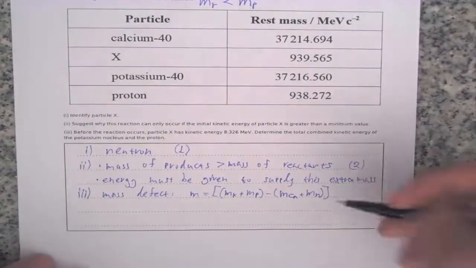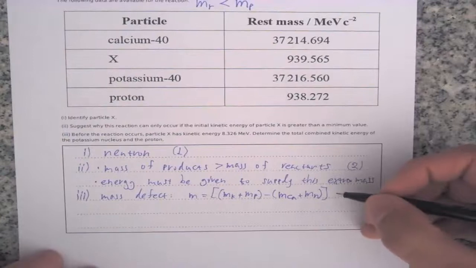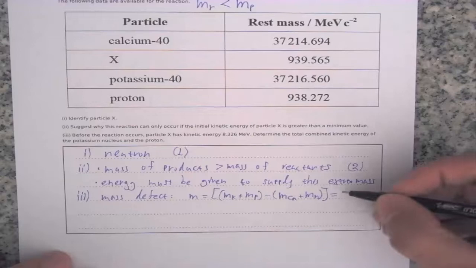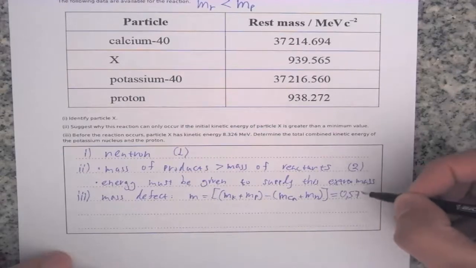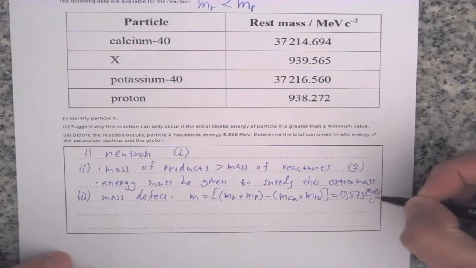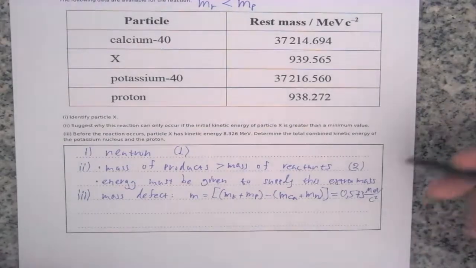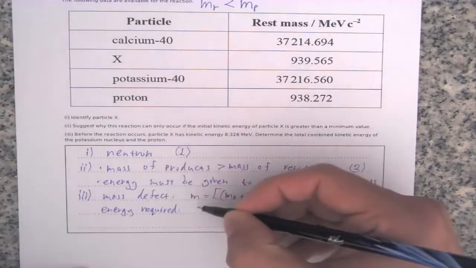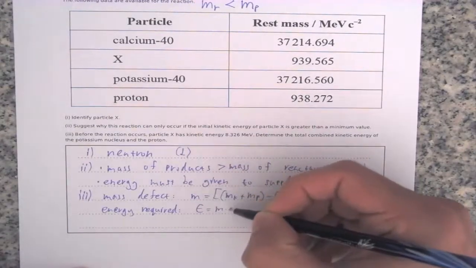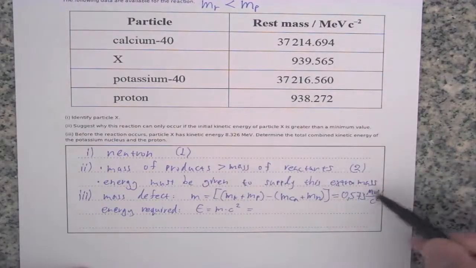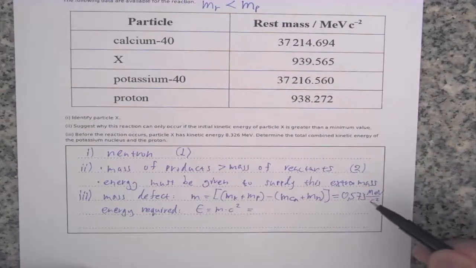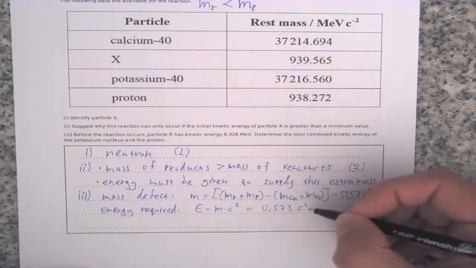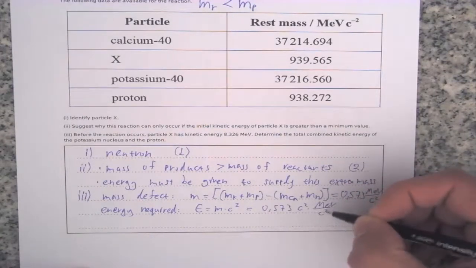I'm not going to do the substitutions. I'm just going to give you the difference in mass in the end. Just practice it by yourself. It's going to be 0.573 MeV over c squared. Now when you have the mass defect, you need to find the energy required for this reaction. And what is it? Of course, from the famous equation mc squared. Here you see the units of the rest mass, so you don't have to do anything. 0.573 c squared times MeV over c squared. These cancel out.